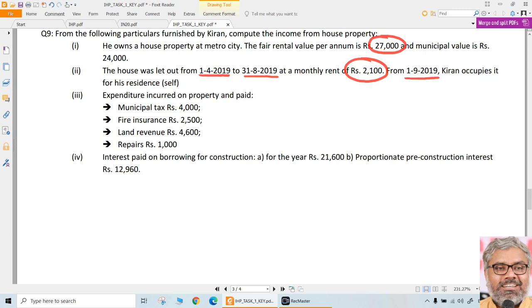So, what was the expected rent here for us? 27,000, which was higher. What was the actual rent received or receivable? Which was 10,500 only. Because April, May, June, July, August, 5 months, 2,100 means 10,500. Actual rent received or receivable is lower than expected rent. But is it due to vacancy? No, it is not due to vacancy. It is because he himself occupied it.